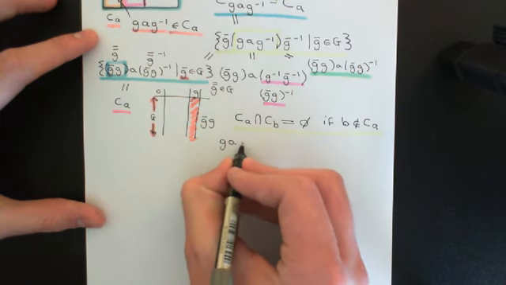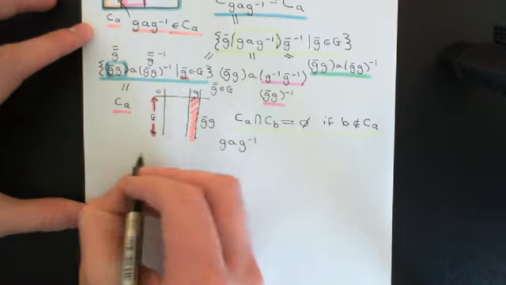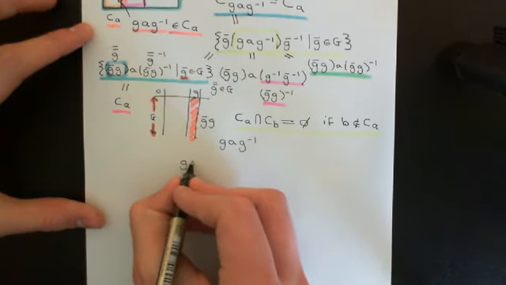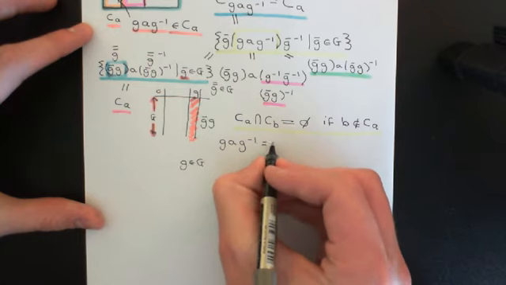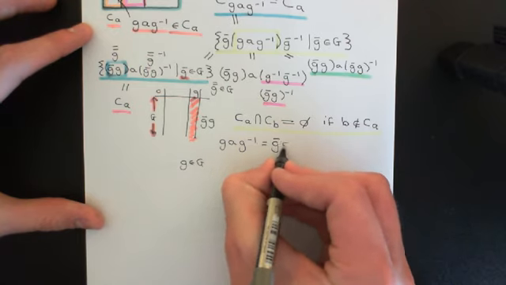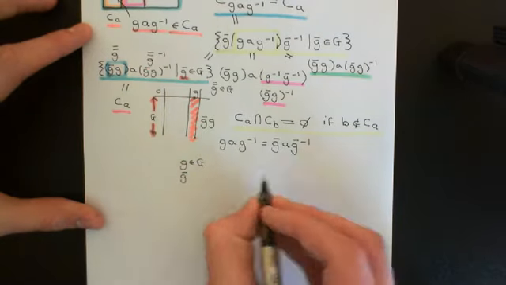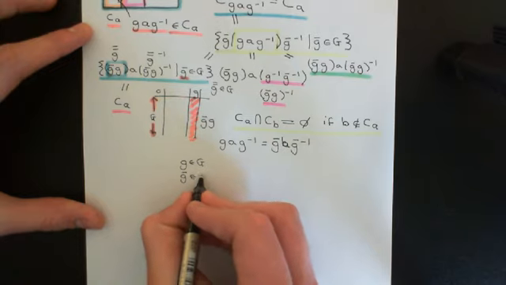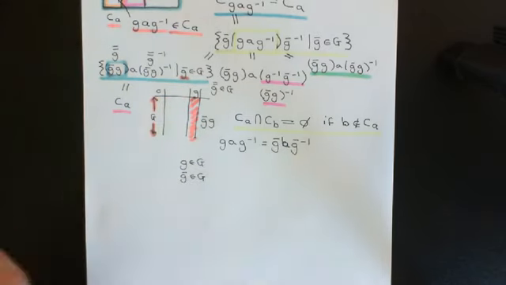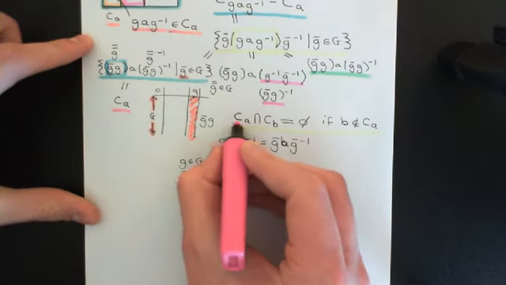So some element in the conjugacy class of A looks like this, g a g inverse, where little g here is some element of the group capital G. And some element of the conjugacy class of B looks like this, g bar b g bar inverse, where g bar is some element of the group. So quite simply, what I'm saying here is this is some element of the conjugacy class of A.